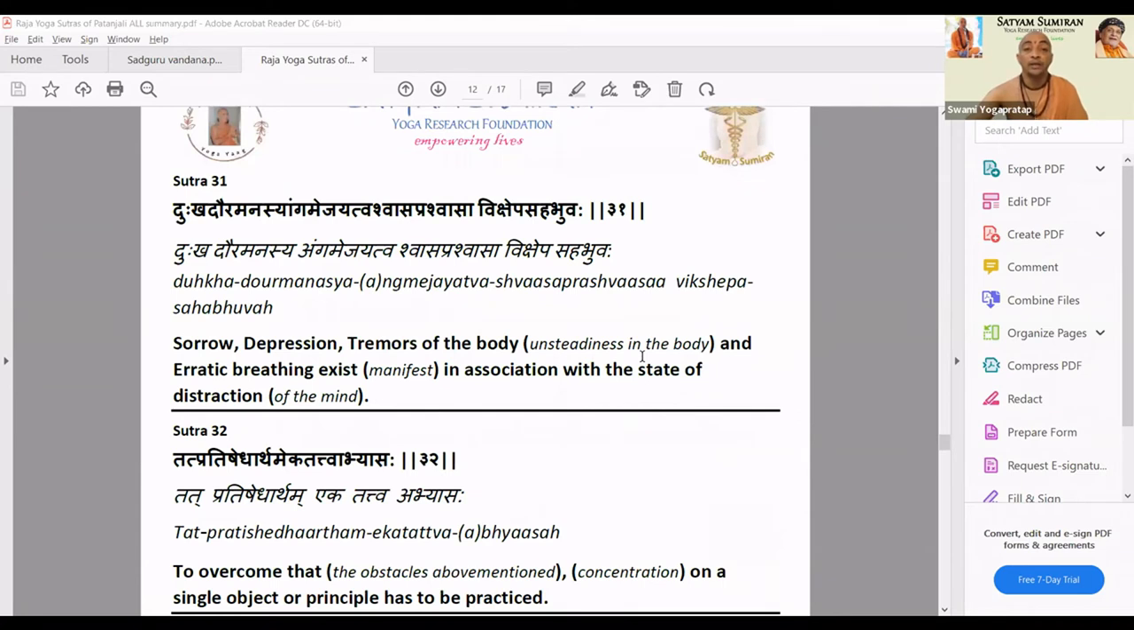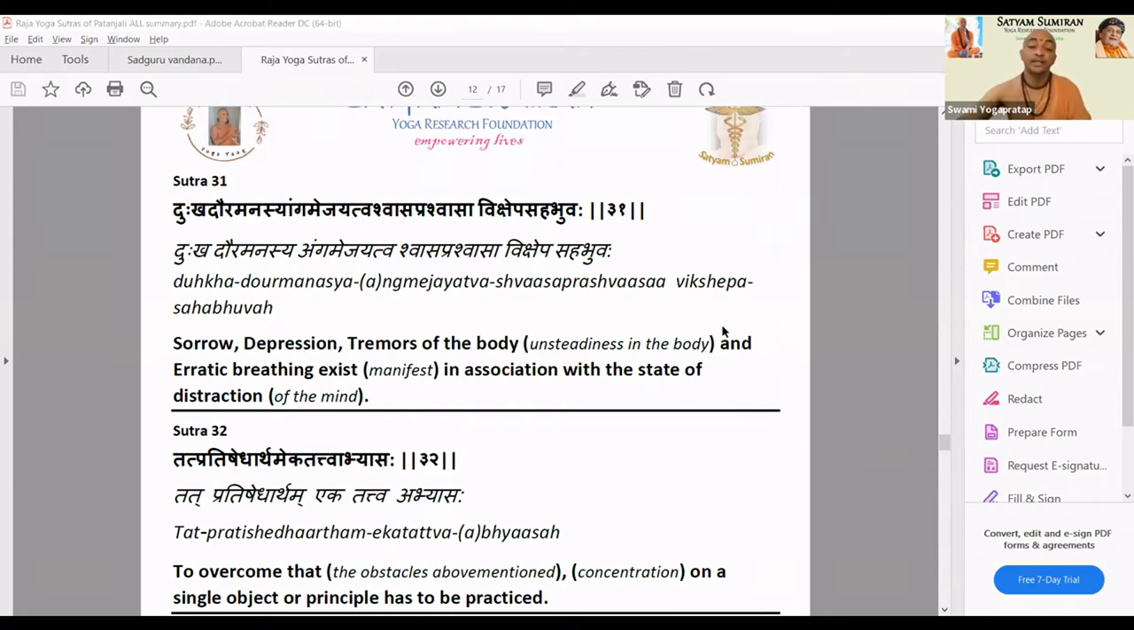And here you will have some extra freebies thrown in. What are they? Dukkha, Daurmanasya, Angamejayatva, Shwasa Prashwasa Vikshepa, Sahabhuvaha. Along with the above, there are some which come free. They are sorrow, depression, unsteadiness in the body, and erratic breathing. These are also some things which exist with the diseases, the problems, the errors, the obstacles.